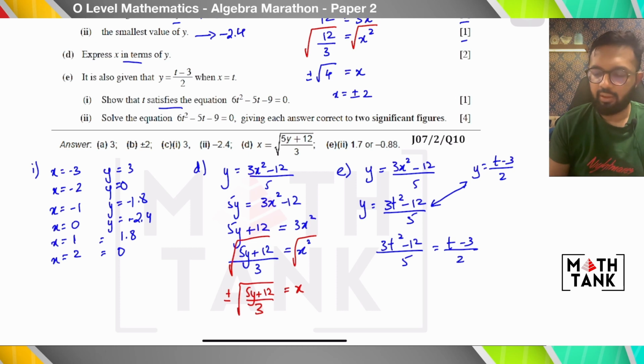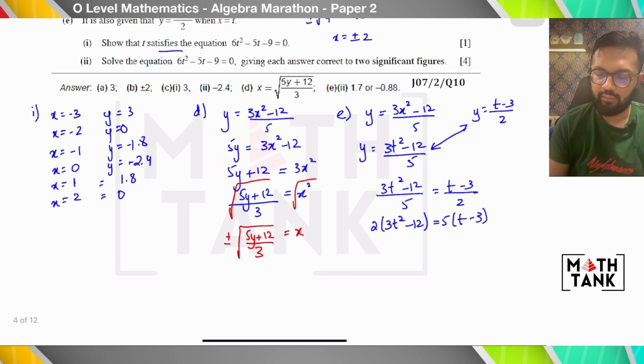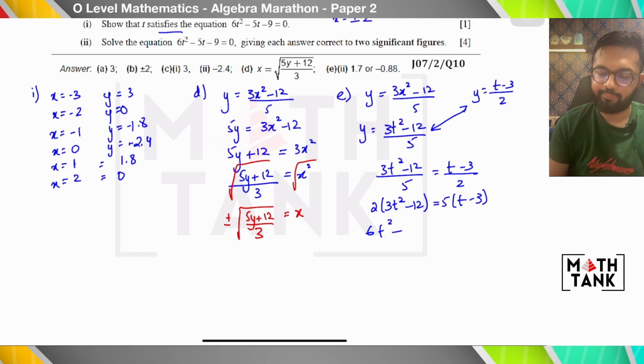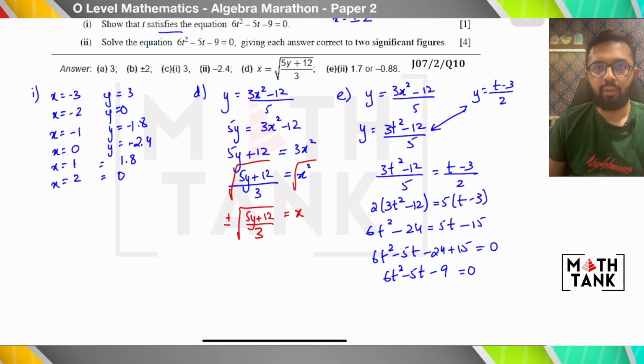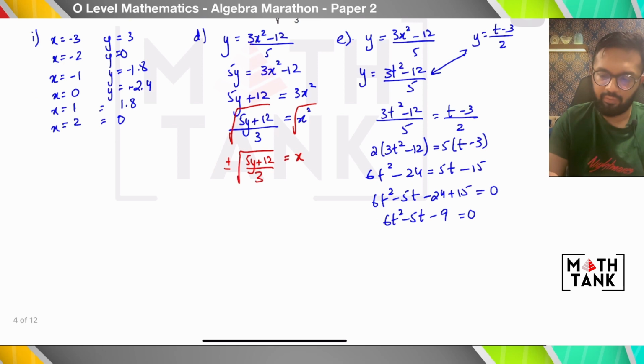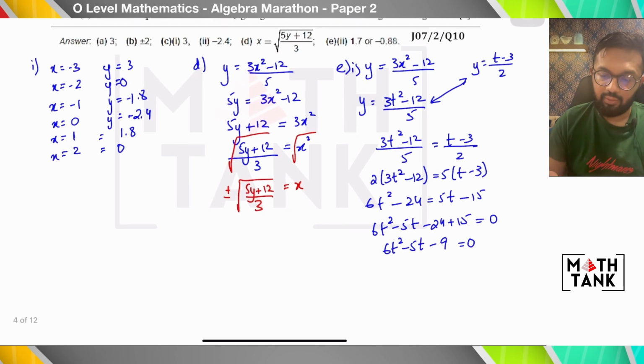When you cross multiply, 2 goes to this side and 5 to the other side, and let's see if we get what we wanted. Okay, yeah, we have the equation that we wanted. Then it says solve the equation, giving your answer correct to two significant figures.